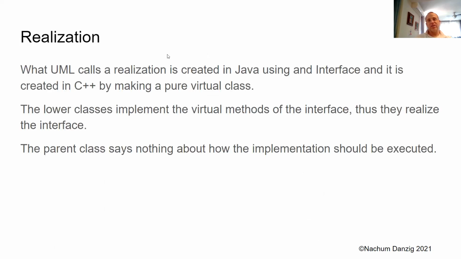Now we have something called a realization. What UML calls a realization is created in Java using an interface. That's what I recall. And it is created in C++ by using a pure virtual class. I'm not sure if only a pure virtual, maybe a virtual class also is. Well, really a pure virtual class, right? What is a realization? Does everyone remember what a realization is? It's what an interface is.